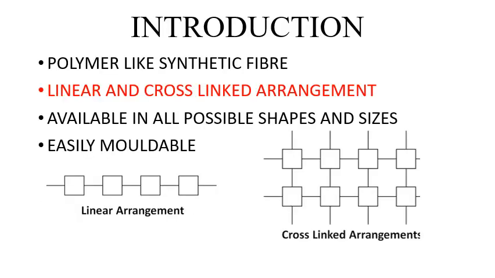Introduction. Plastic is also a polymer. All the plastics do not have the same type of arrangement of units. In some, it is linear, whereas in others, it is cross-linked. Plastic articles are available in all possible shapes and sizes, and it is easily moldable. That is, it can be shaped in any form.